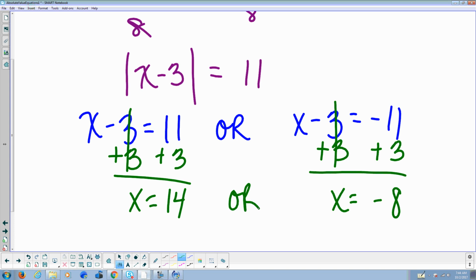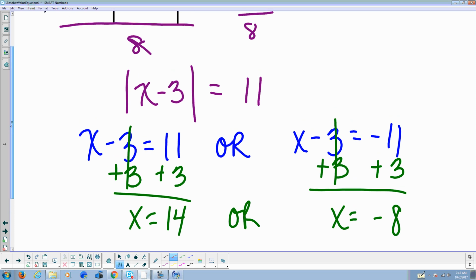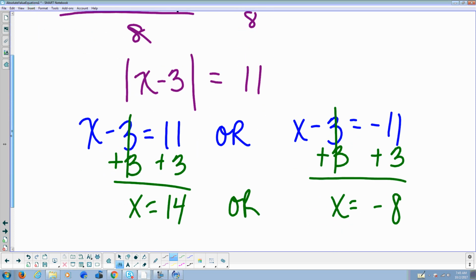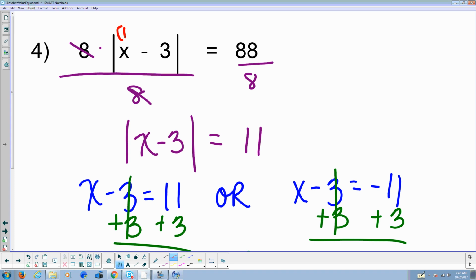And we find that x is equal to 14, or x is equal to negative 8. After we solve, the next step is to check your solutions. Make sure that those solutions actually work in the original problem. So we go back to the original problem, and we're going to replace x with 14.